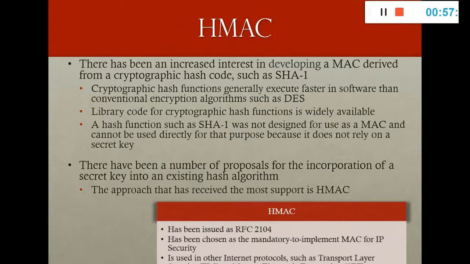Cryptographic hash functions generally execute faster in software than conventional encryption algorithms such as DES. And library code for cryptographic hash functions is widely available. Hash functions such as SHA-1 were not designed for use as a MAC, and cannot be used directly for that purpose because they do not rely on a secret key. So there have been a number of proposals for incorporating a secret key into an existing hash algorithm. The approach that received the most support is HMAC. NIST, RFC, IETF were open for proposals.